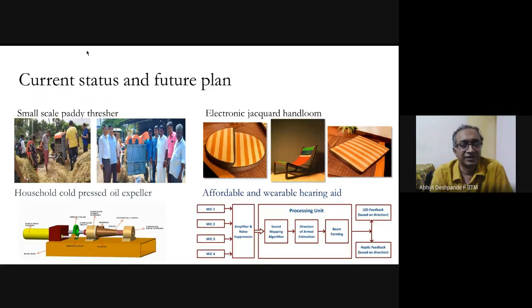So as far as our current status goes in these kinds of products, we are making sure that whatever we have done goes to the next stage. In terms of the small scale paddy thresher, we are developing the second generation device. We are trying to talk to CSR agencies to do some initial dissemination of 10-20 such units to different farmers, so that it can pick up and then take the next stage of overall taking the product to the market.